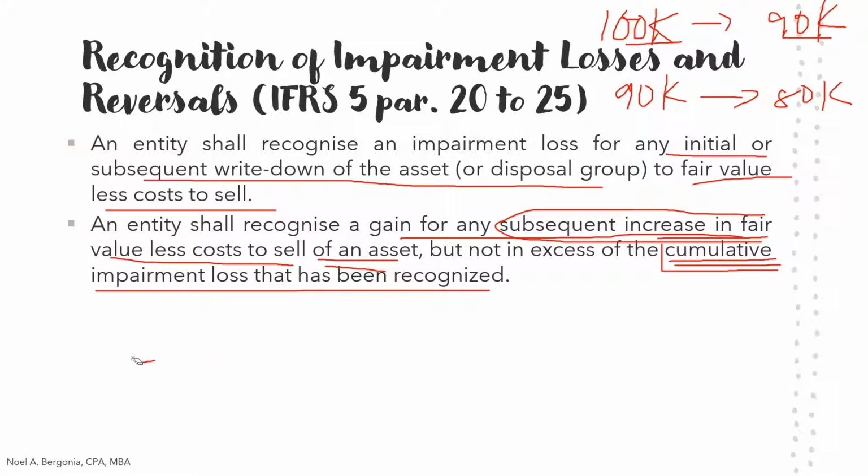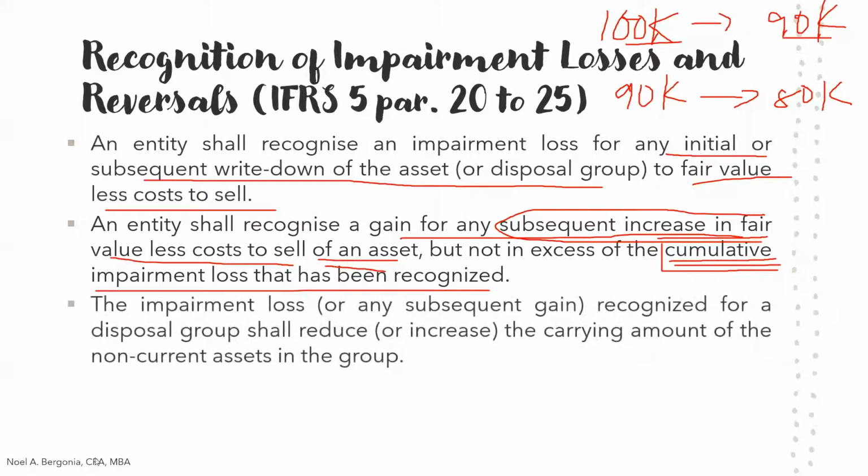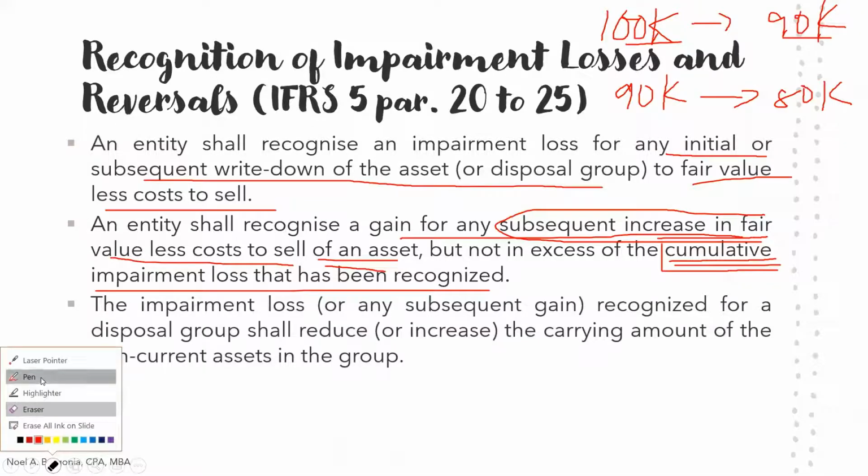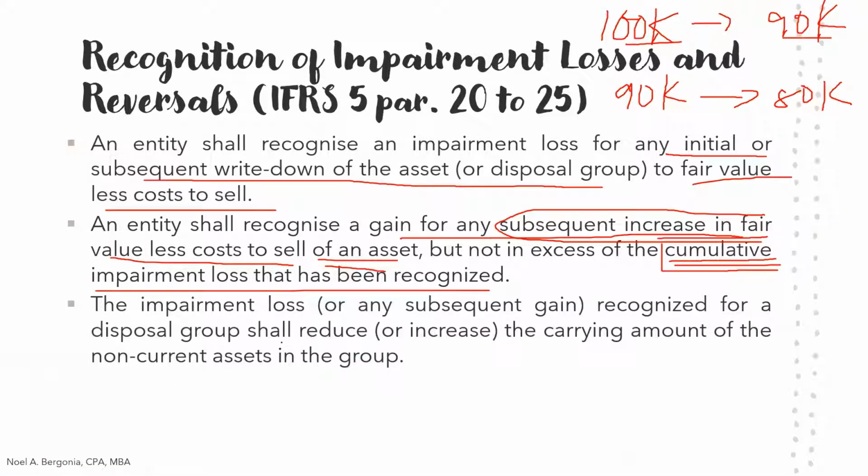Another that you need to take into account, an impairment loss or any subsequent gain recognized for disposal group shall reduce or increase the carrying amount of the non-current assets in the group. Okay, so ayun nga po, as mentioned to you a while ago, with regards to write down at saka yung reversal of gain, or sorry, reversal of impairment loss or baka nagkaroon ng gain, it would affect the current recording value ng ating particular non-current assets. Okay?